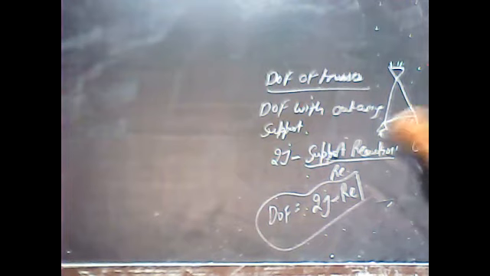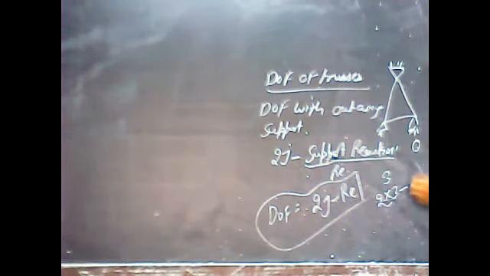That's right. How many joints? 3. 2 into 3 minus reactions: 2, 2, 4, 2, 6. 6 minus 6, 0. So the relation is fine, and the direct way to understand is also fine. So that's how you can calculate. The question will not be asked directly, just to calculate the degree of freedom.